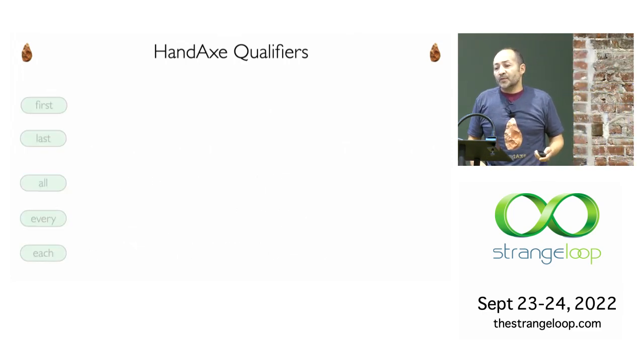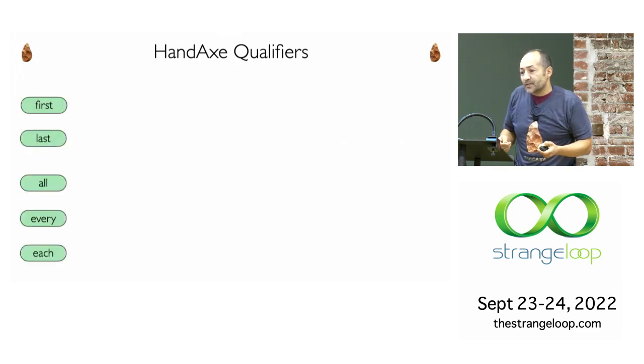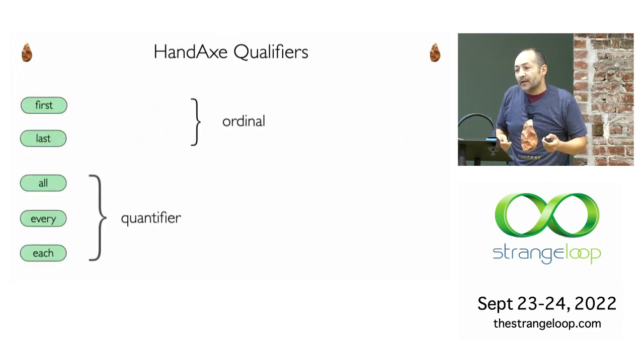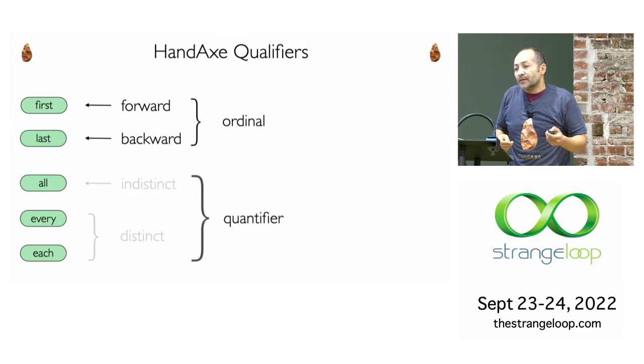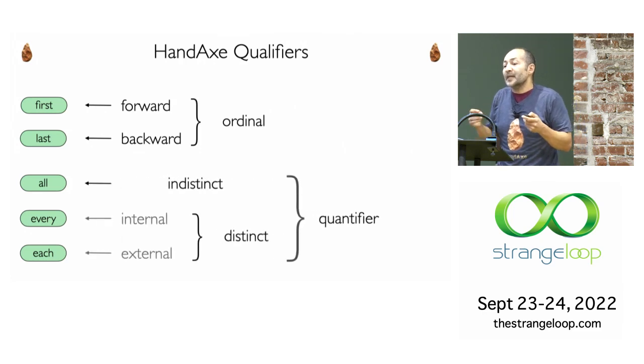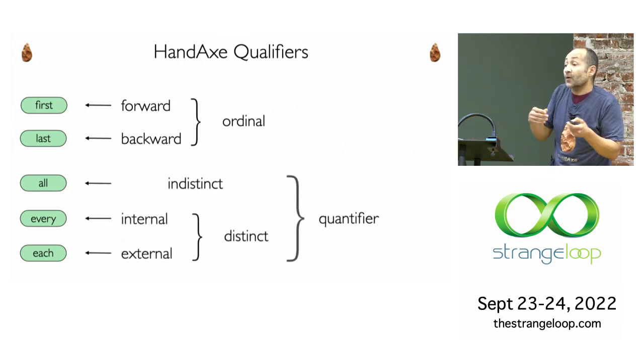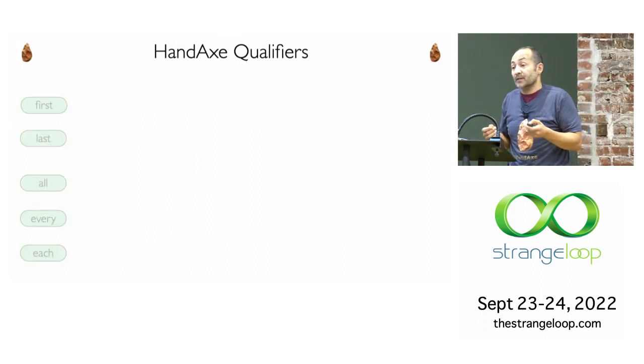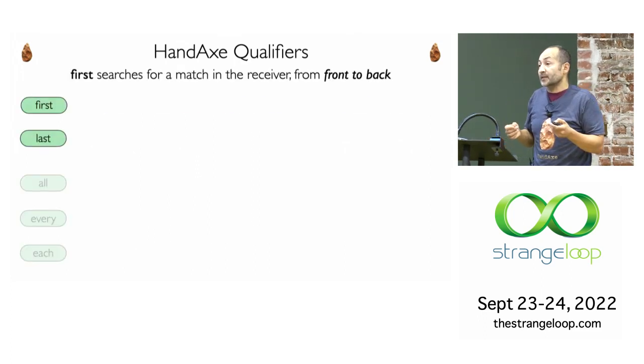Let me see if I can just go back quickly. Oh, animation. So the distinct ones can be either internally focused, which is every, or externally. And I'll give examples of these to make it plain. All right, so let's look at the ordinals first.